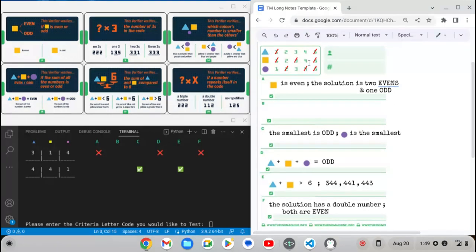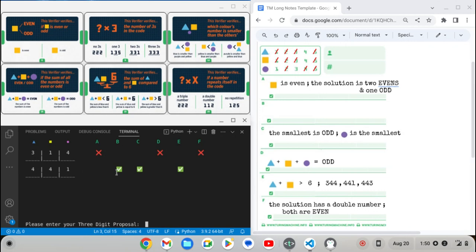Yeah, because the sum is greater than 6. So that means that triangle is neither 2 nor 3. So we are looking at 4, 4. So that means square can't be 2. Now the question is, do we have a 3 or not? And yeah, we're going to have to test criteria card B as well.